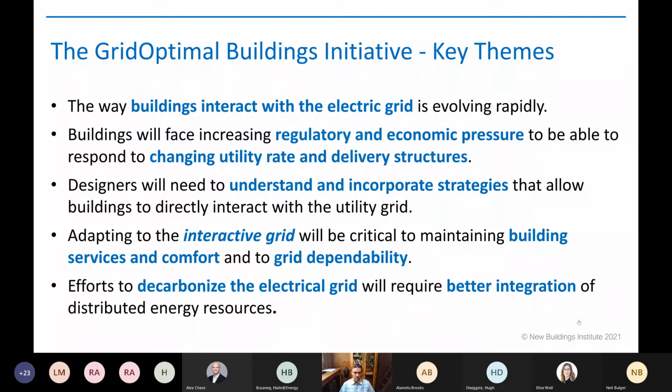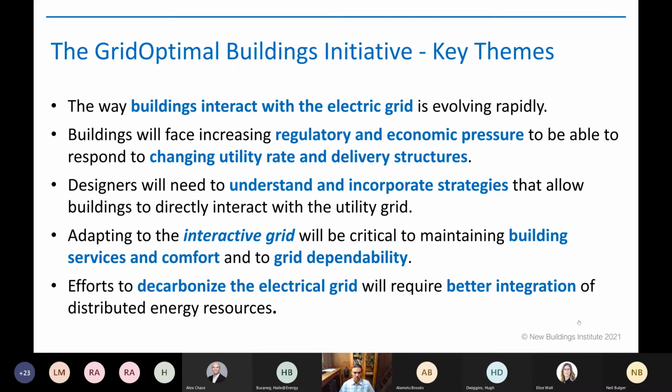So it's key to adapt to some of these changes on the grid, and that includes more interactivity as well as more focus on time of use and flexibility. And that's going to be important not just for making sure that rate risks are minimized, right? Keeping things affordable, but also making sure that buildings stay comfortable, that buildings are more resilient, that the grid itself is more resilient.